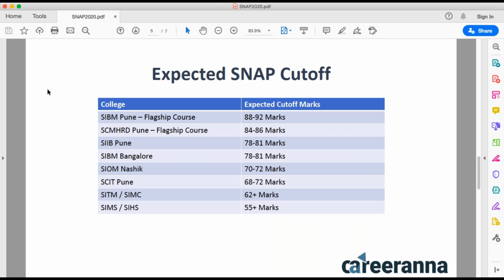You need to pay an extra fee for every college you apply. So the examination fee of SNAP is different, the college fee is different.